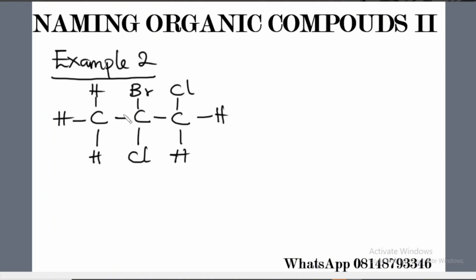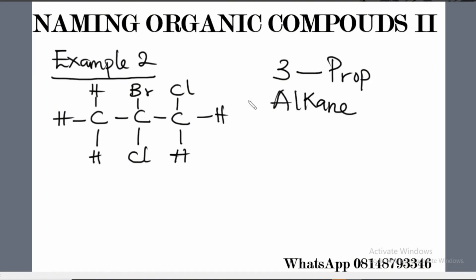So the first thing is to identify the longest carbon chain. But in this structure, we only have 1 carbon chain, which is the horizontal carbon chain. So let's count the number of carbons in the chain. We have 1, 2, 3. 3 carbons is called prop. Now, if you look at the structure, it is a single bonded compound, and a single bonded compound is called alkane.